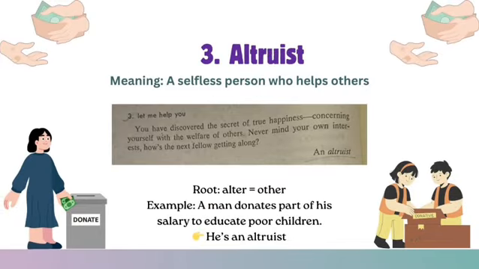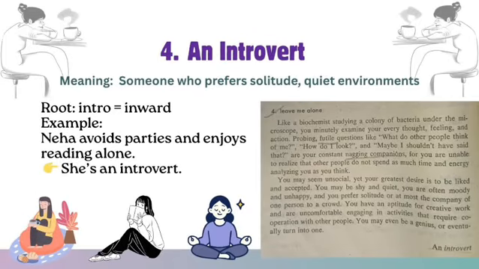Third personality type we have is altruist. An altruist is someone who helps others without expecting anything in return. For example, a man donates part of his salary to educate poor children. There is a person who donates blood, volunteers, or helps a stranger in need. Next, we have introvert. An introvert is a person who enjoys spending time alone and feels comfortable in smaller groups. Example, someone who prefers reading a book at home rather than attending a large party.